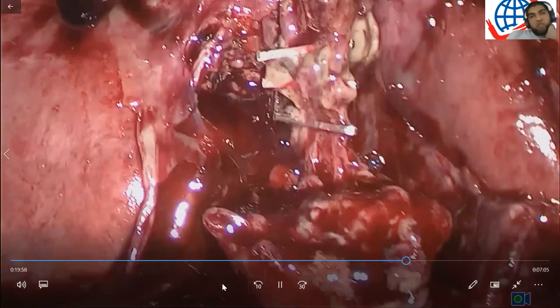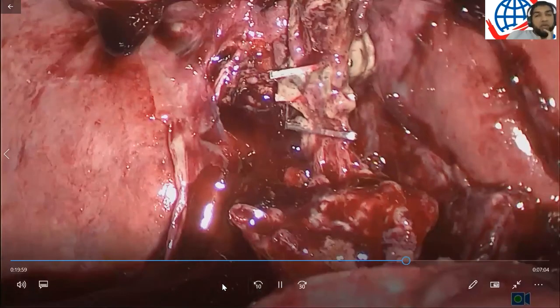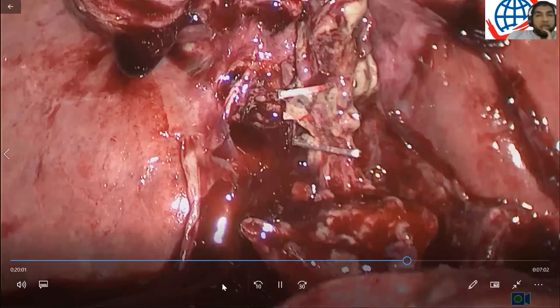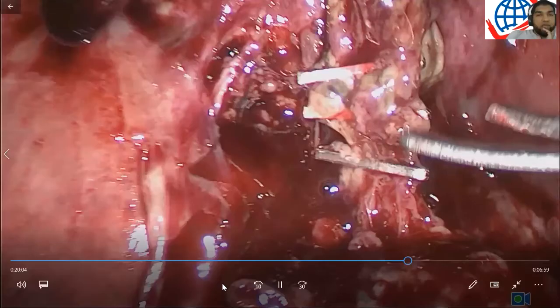So here our two clips at the bottom and one at the top are applied, and we've got a nice posterior window, and then we're happy to cut it.